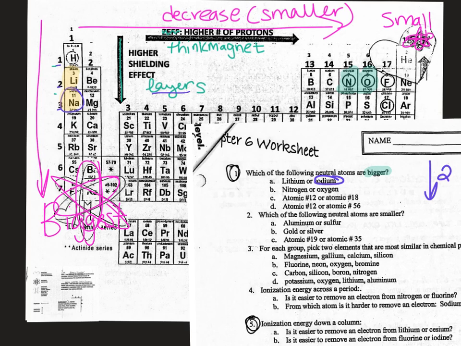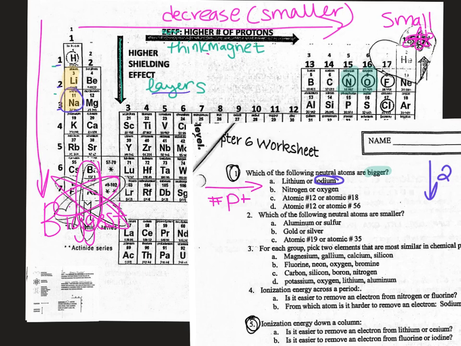So think about where they're located. These two, nitrogen and oxygen, are talking about the trend that is going across the periodic table. Since they're going across, we're thinking about the number of protons. Think about the magnet idea: a bigger magnet versus a smaller magnet. If we have a bigger magnet, it's going to hold it in very tight. So the more protons, the more it's holding in tighter.